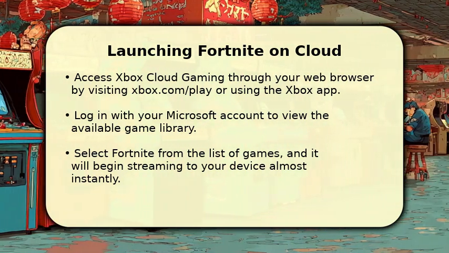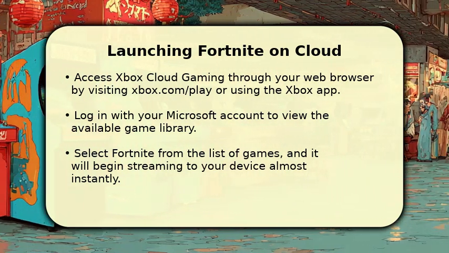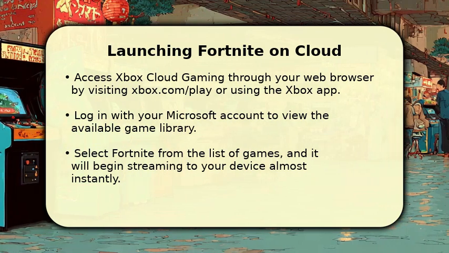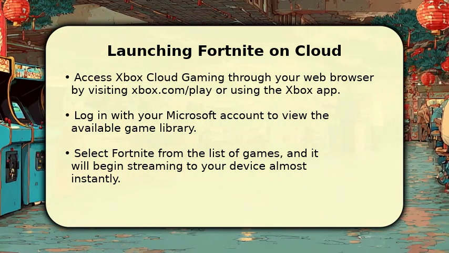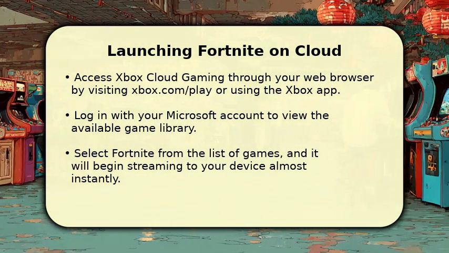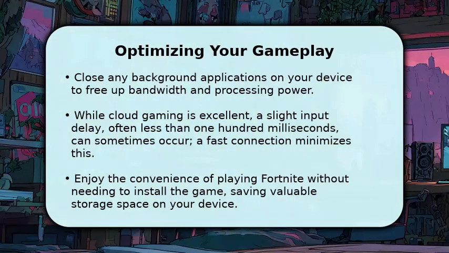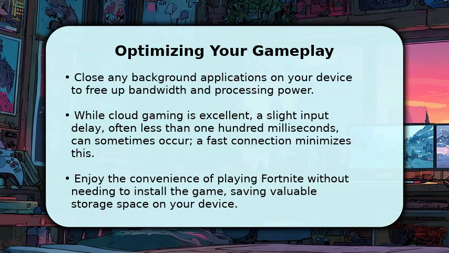Once your setup is ready, open your web browser and go to the Xbox Cloud Gaming website, or use the Xbox app on your device. Log in with your Microsoft account, then simply find Fortnite in the game library. Click on it, and the game will begin streaming almost instantly, allowing you to jump into the action without any lengthy downloads or installations.